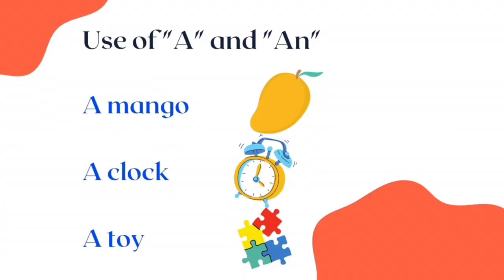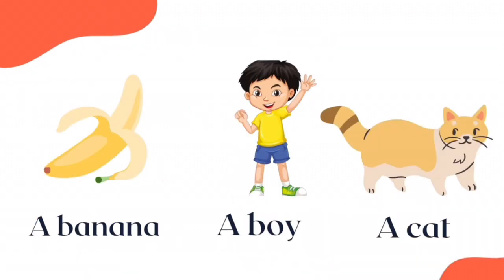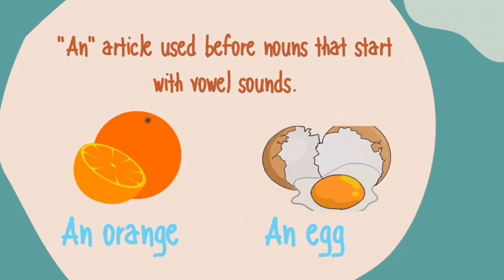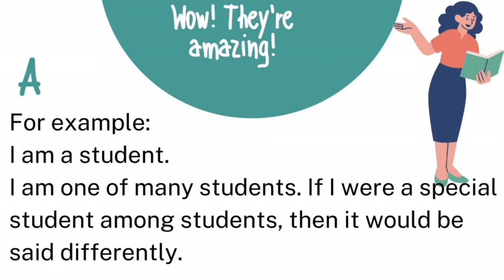For example, a mango, a clock, a toy, a banana, a boy, a cat, an apple, an umbrella, an orange, an egg. How is it used in a sentence? I'm a student. I'm one of many students. If I were a special student among students, then it would be said differently.